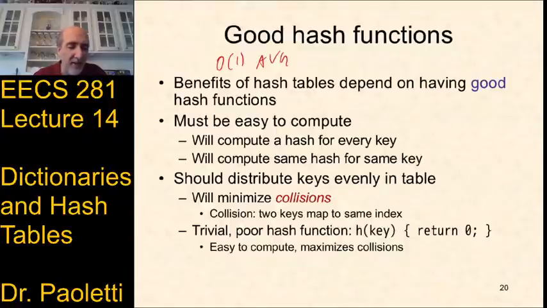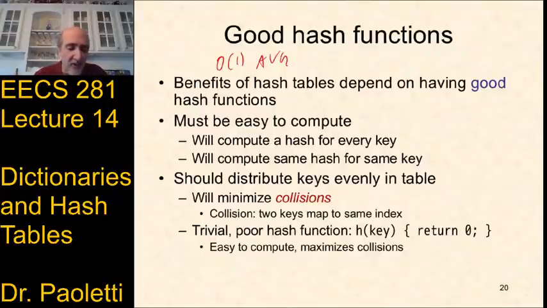It's impossible to get that benefit. So we've got to have something that's easy to compute, and also other things. Besides being easy to compute, it has to be able to compute a hash for every key. I don't want a function that I give it banana and it segfaults. So it's got to be able to take any key of the type that I'm trying to hash. If I write a hash function for strings, it has to be able to turn any string into an integer. It can't say, oh, banana's a segfault.